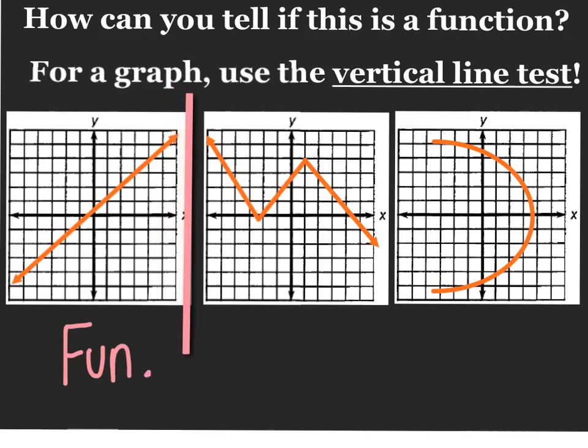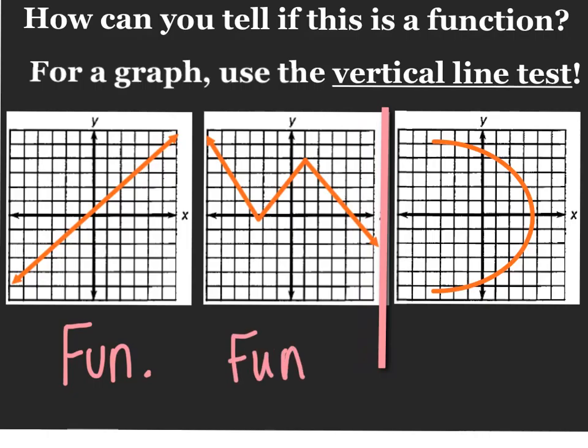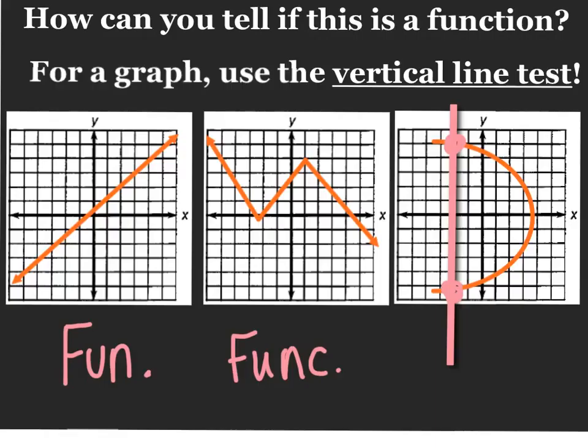The second graph, if we do the same thing, 1 point, 1 point, notice that it's just touching that orange line 1 point at a time, going all the way across. So once again, this is a function. And the last one, as soon as I hit this spot right over here, you'll probably notice that it touches in two different spots at one time, and so this is not a function.